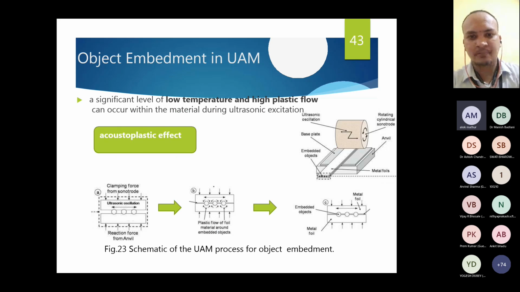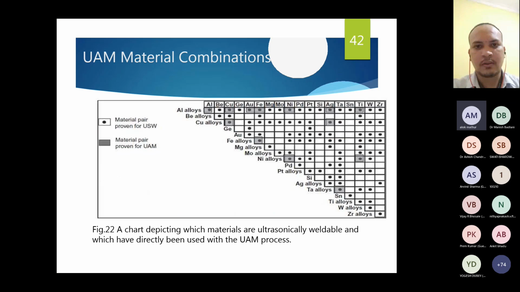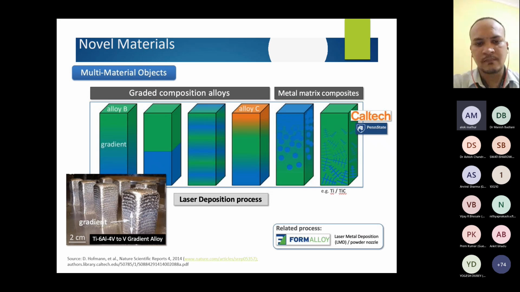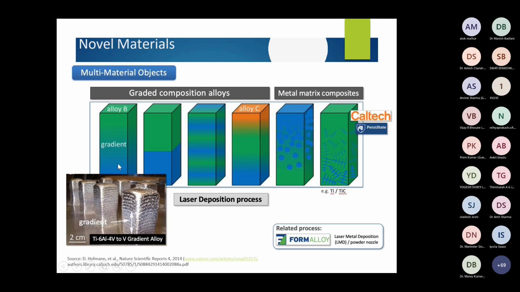Now we come to materials. We have seen the different processes. Now the materials which we can use, novel materials like multi-material objects. You can see this is titanium, aluminum, and vanadium, a Ti-Al-V gradient alloy.